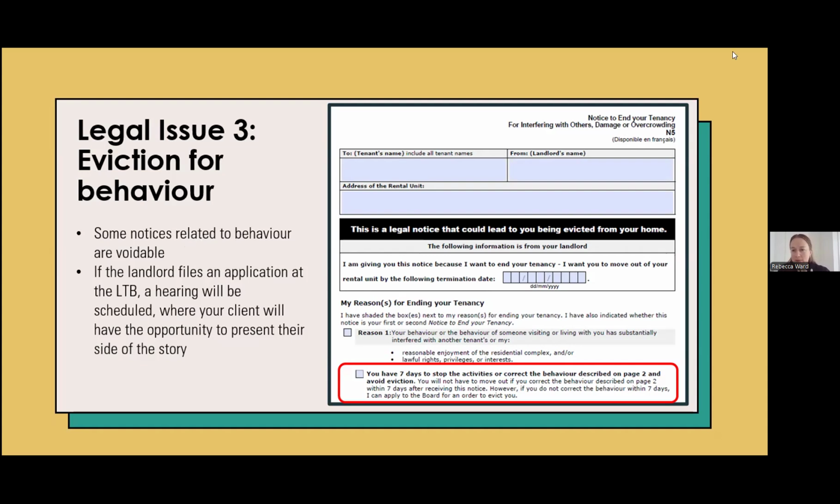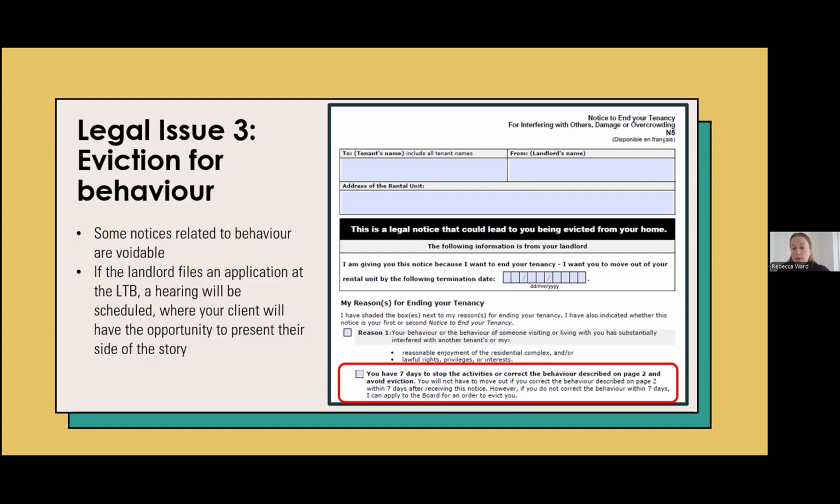And the cool thing about an N5 is that it is voidable, which means that the tenant can stop this notice from becoming an application at the landlord and tenant board if they do certain things. And typically that just means to stop the thing that the landlord is claiming they're doing. So if the landlord is making allegations about noise during the night, or maybe a dog being off leash on the property, if the tenant corrects that behavior within 7 days, then nothing will happen, and the landlord cannot file at the landlord and tenant board unless there are future breaches. And I don't want to get too into the details of the timelines, but there's a 6 month window after the N5 is served where the landlord could serve a second N5 if the same issue is going on again.